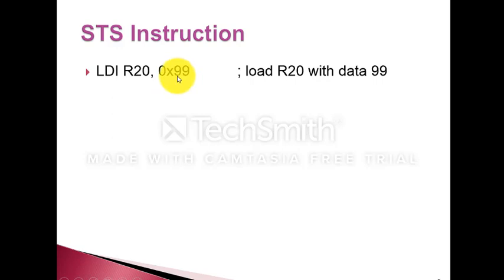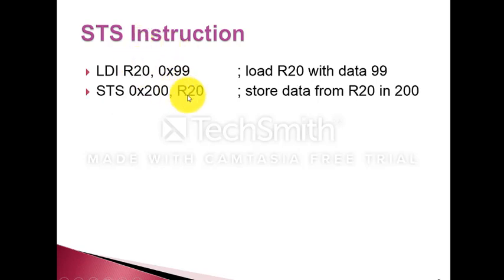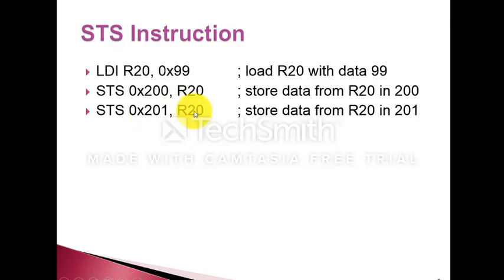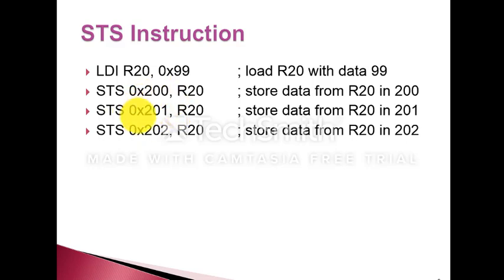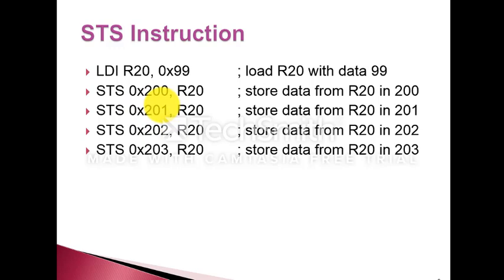0x99 is not representing the address of a memory location. It is representing the hex value which is to be stored in R20. Now R20 will be stored back to the 0x200 memory address of SRAM. Now R20 will again be stored to memory address 0x201 of SRAM. Similarly, R20 is again stored to 0x202, again to 0x203.